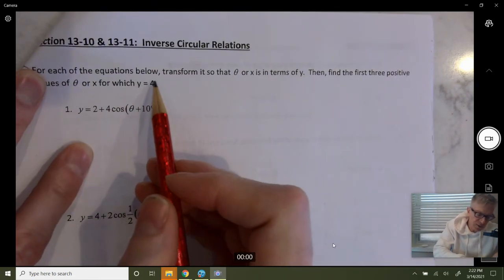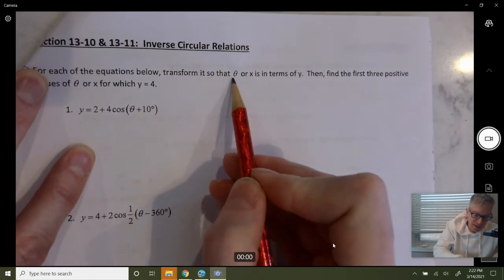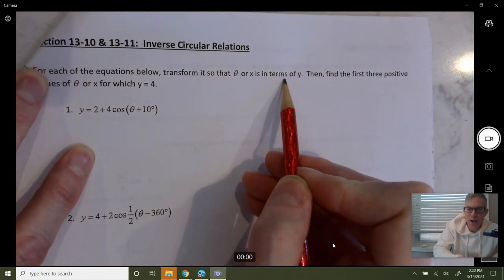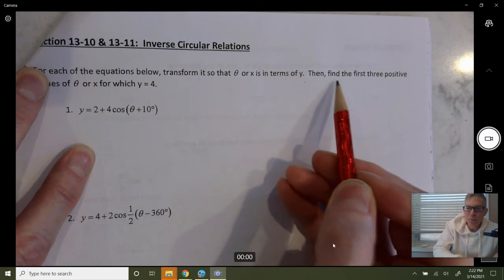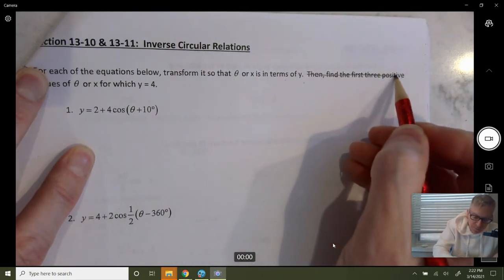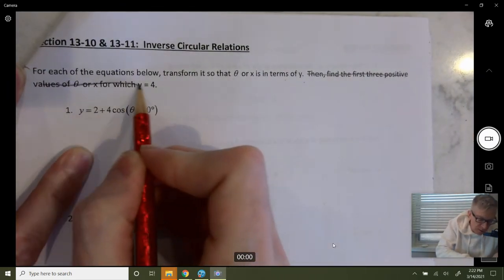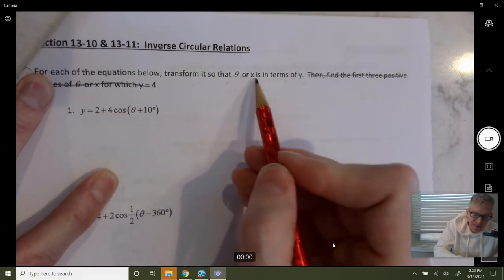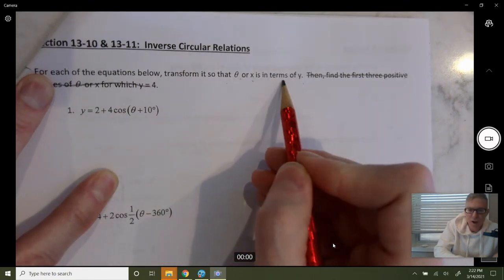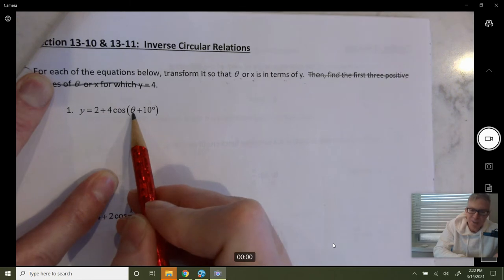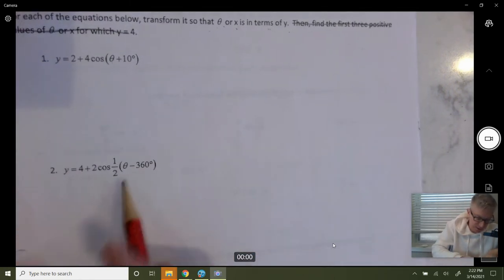Okay, for each of the equations below, you're going to transform it so that theta or x is in terms of y. Then you're going to, well, actually this part we're going to skip. So all you're doing is transforming so that theta or x is in terms of y. The theta is buried inside this equation. We need to get the theta by itself.